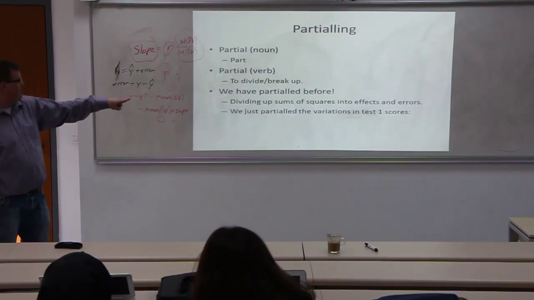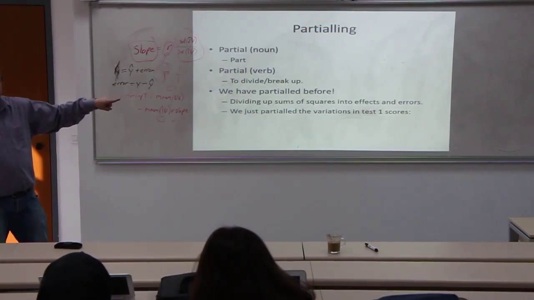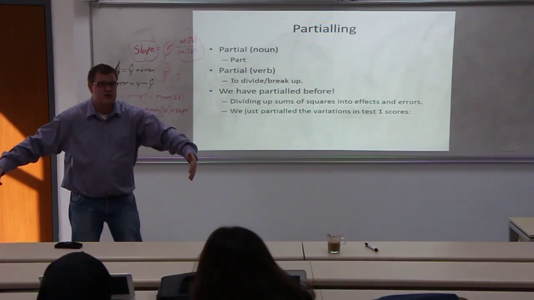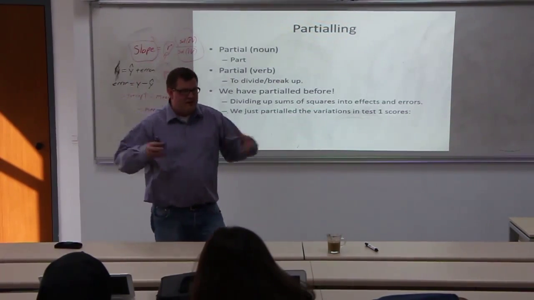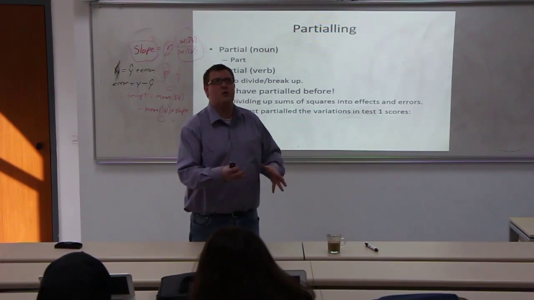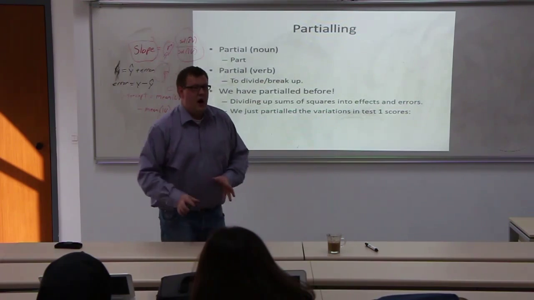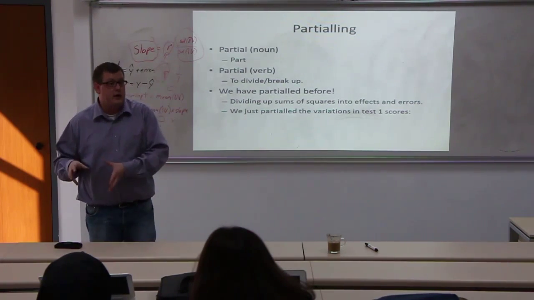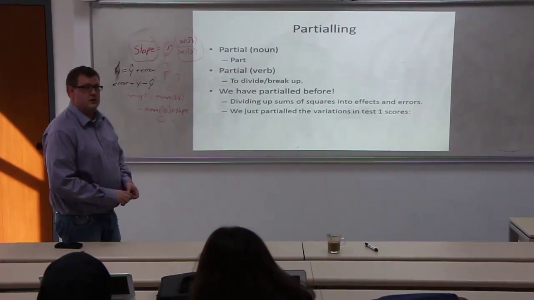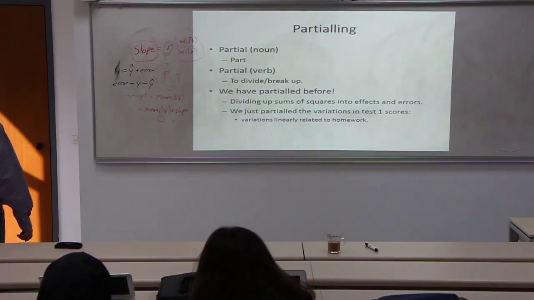Okay, so we've divided up some of the squares, and what we just did was actually partial. We just partialed the variations in test 1 scores. We had total variations in test 1 scores, and then we found part of those variations that were related to homework 1, or the homework scores, and then another part that was uniquely associated with our test 1 scores.